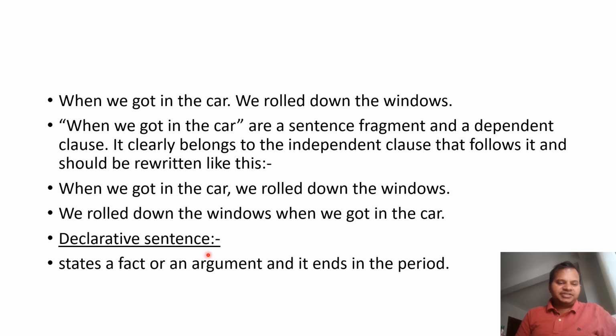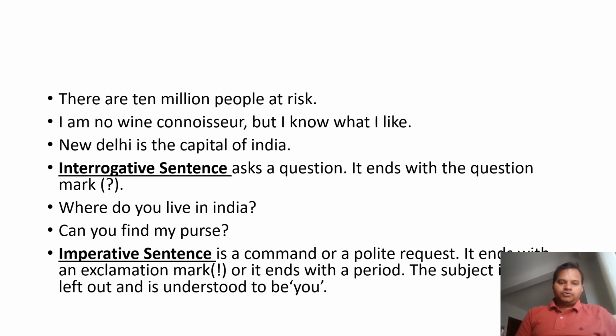A declarative sentence. It states a fact or an argument and it ends in a period. Important of a declarative sentence: it is normally a fact or an argument which ends in a period. For example, a particular timeline. So, there are 10 million people at risk. So it defines a timeline, a period, that there are 10 million people at risk, maybe because of some epidemic, pandemic, something like that, some sickness, some disease.